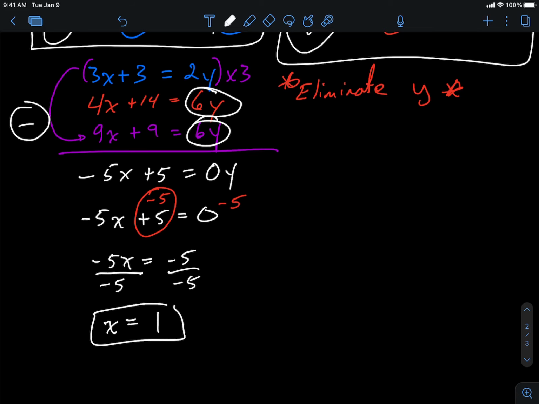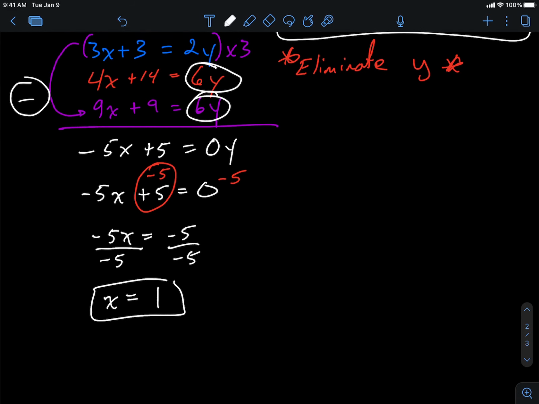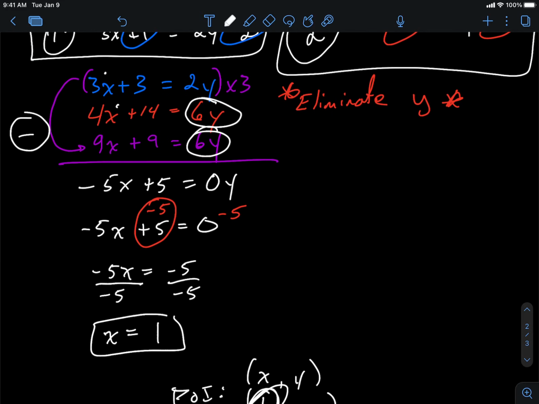Okay, if you're at this stage, you have one of them. Remember, a point of intersection has an x and a y. And so we know that the x is 1, but I need to figure out what this y is. And so I'm going to take this value of 1 and plug it into an equation. Any of the blue, purple, or red equations will work. I picked the one with the smallest numbers because I like working with the smallest numbers possible. So let's plug our value of x equals 1 into the blue equation.